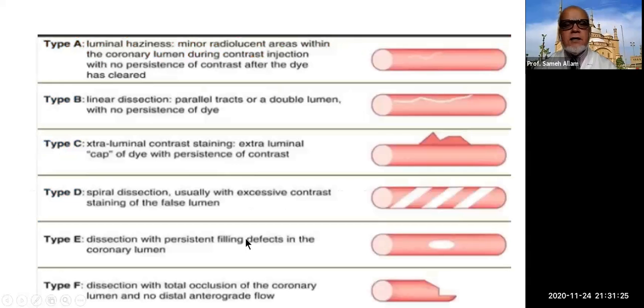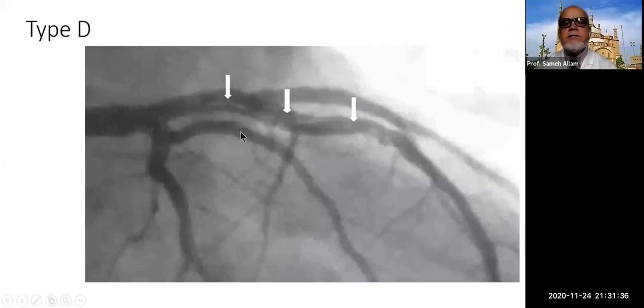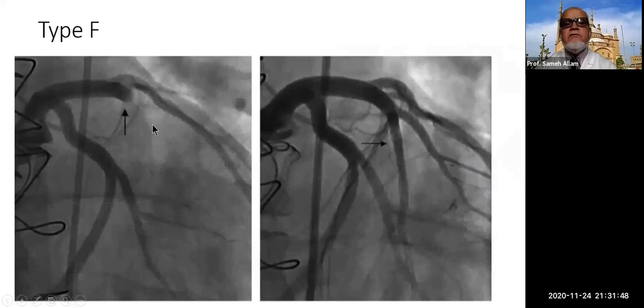This is an explanation, and this is a drawing. This is one type E dissection of the LAD with filling defect here and thrombus formation. And this is an example of type D dissection, which is a spiral dissection, taking probably the middle 2/3 of the left anterior descending artery. And this is type F, which is associated with thrombus formation and total occlusion of the LAD that could be treated and opened here again.